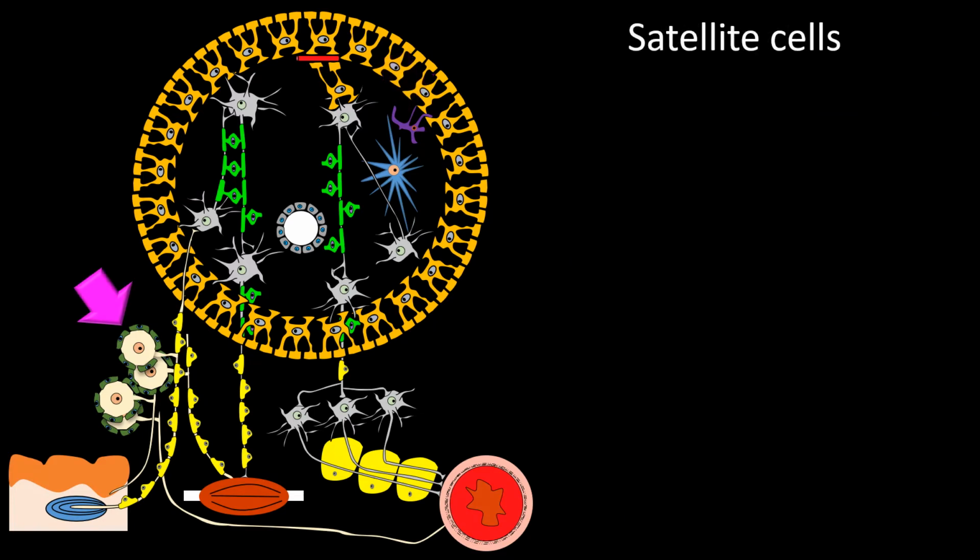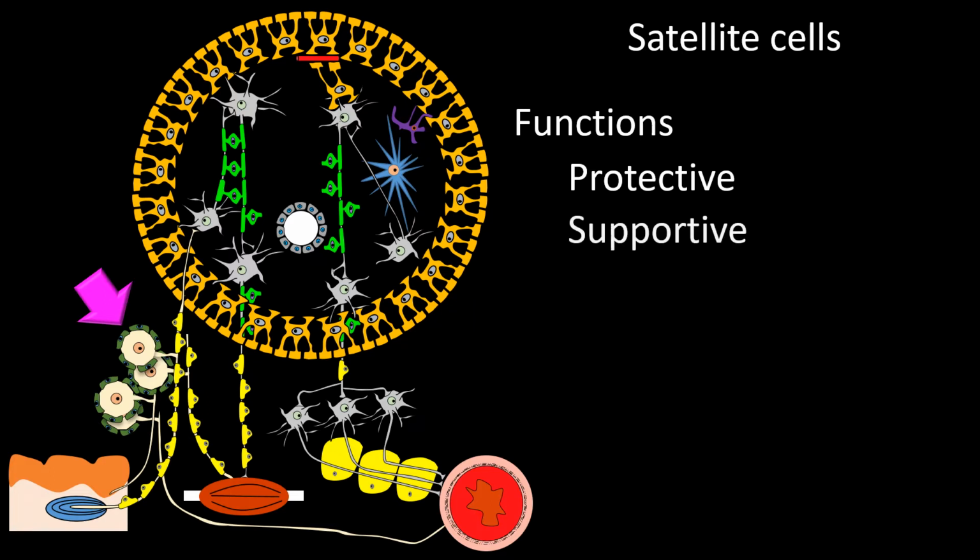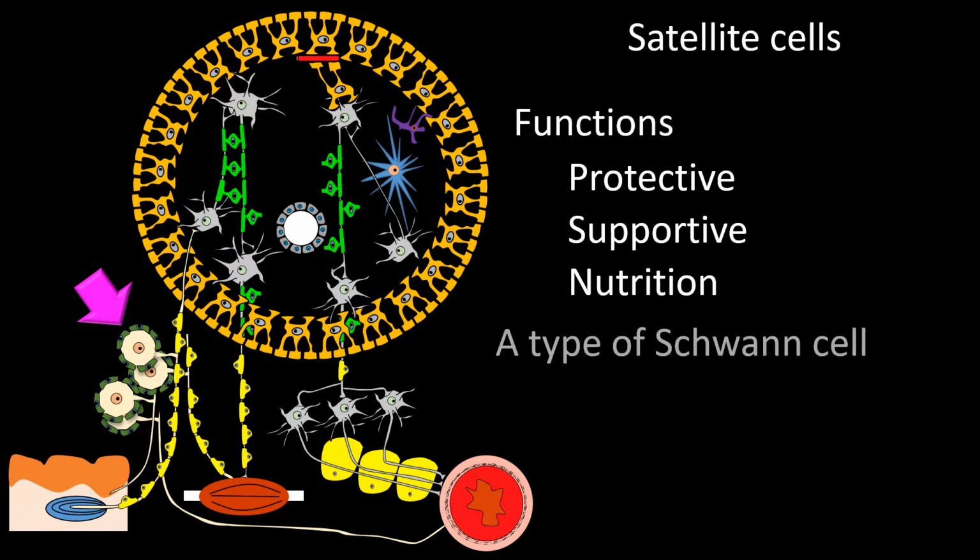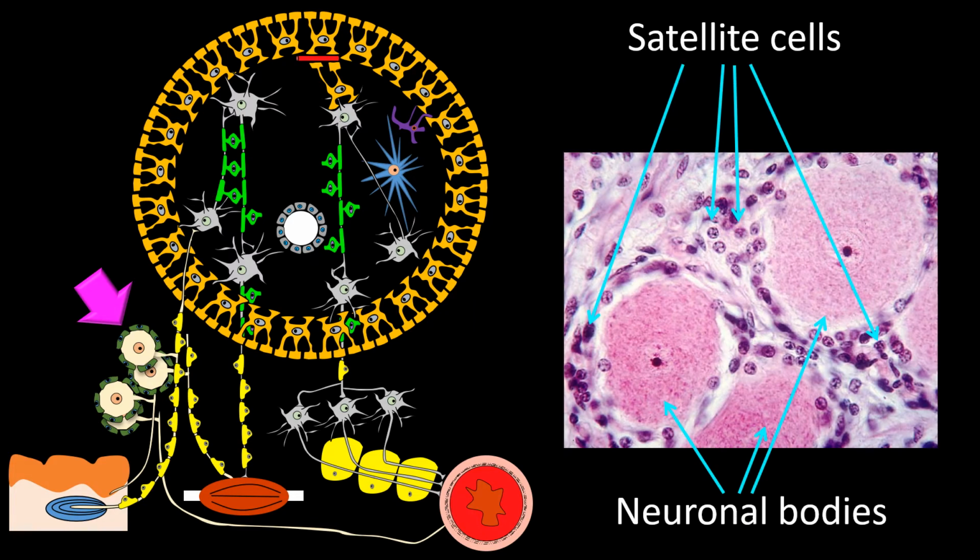Satellite cells are present in cranial and peripheral sensory ganglia. They function as protectors, support, and source of sustenance to the ganglion cells. Satellite cells can be considered a modified Schwann cell. You can see them in this frame surrounding multiple neurons.